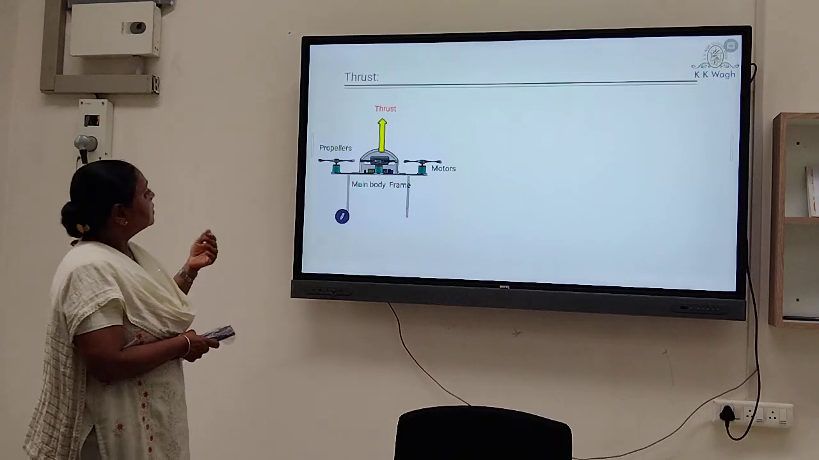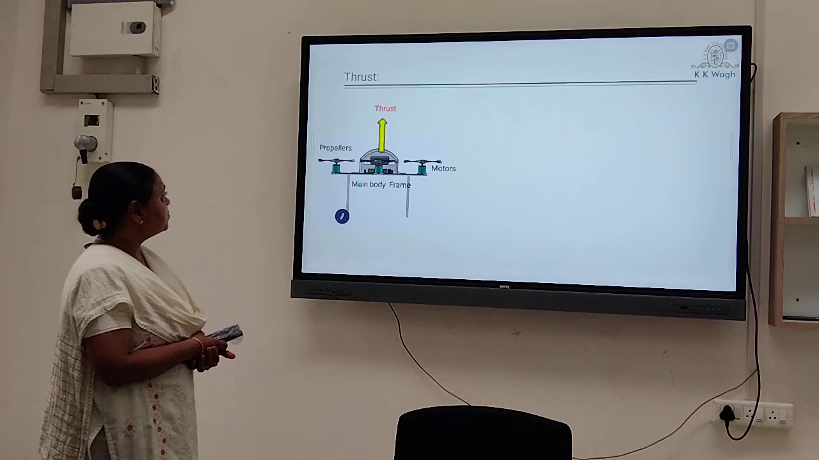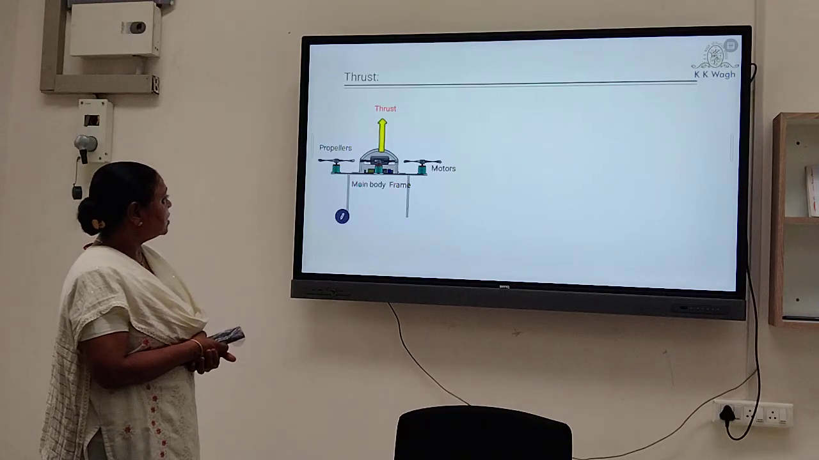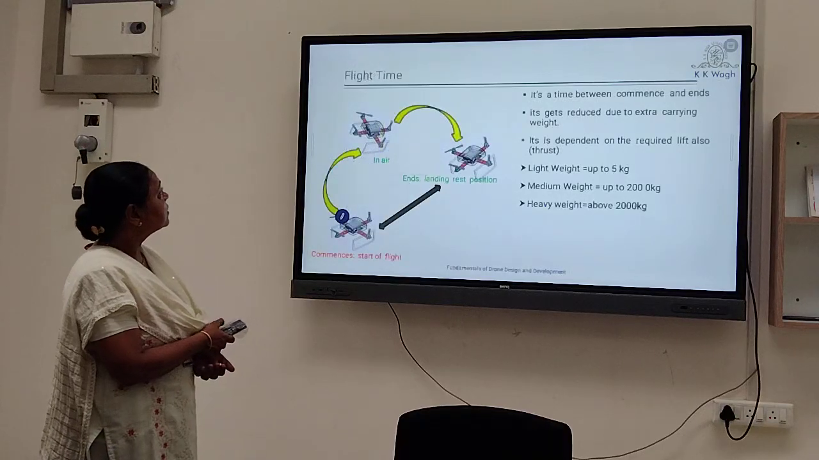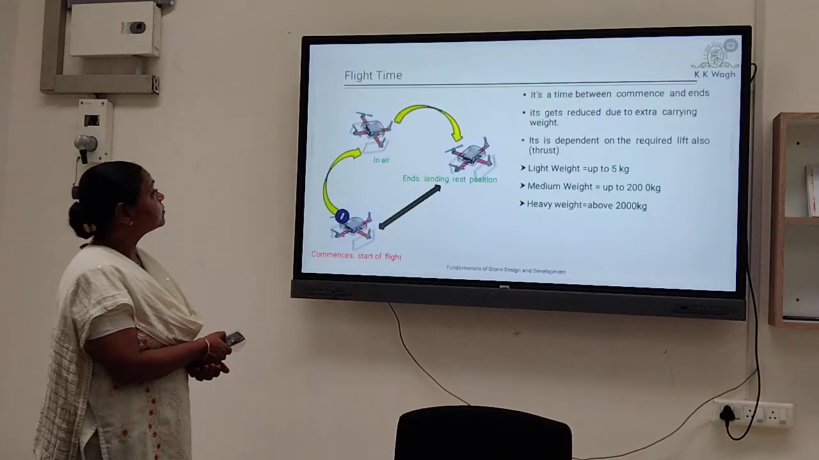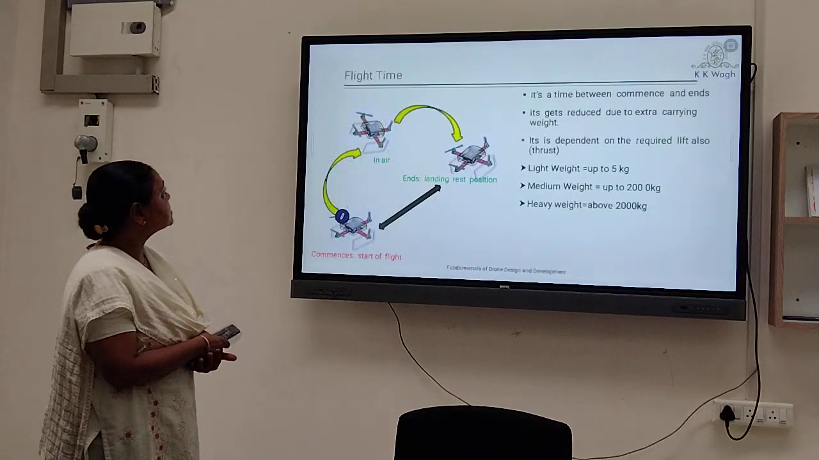Then there are some forces in that. Thrust is a very important force, produced by the propeller, motor and main body frame. The thrust definition will be in the next slide.